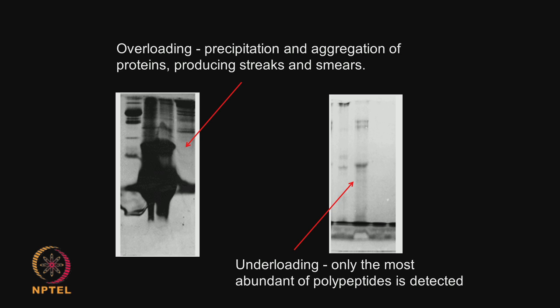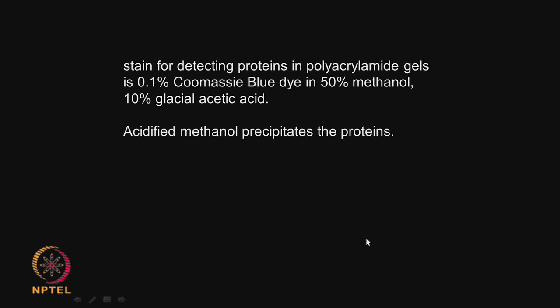Sometimes it is called overloading, sometimes underloading. So, for example, this is overloading, with precipitation and aggregation of proteins. It is producing streaks and smears. This is underloading, you have not loaded enough protein here, so we see very light bands and only the most abundant polypeptide is detected. The less abundant ones are not detected because you have underloaded your protein.